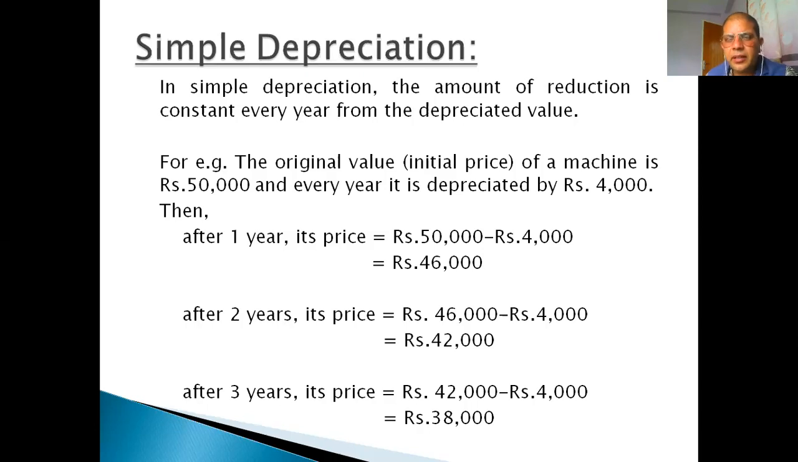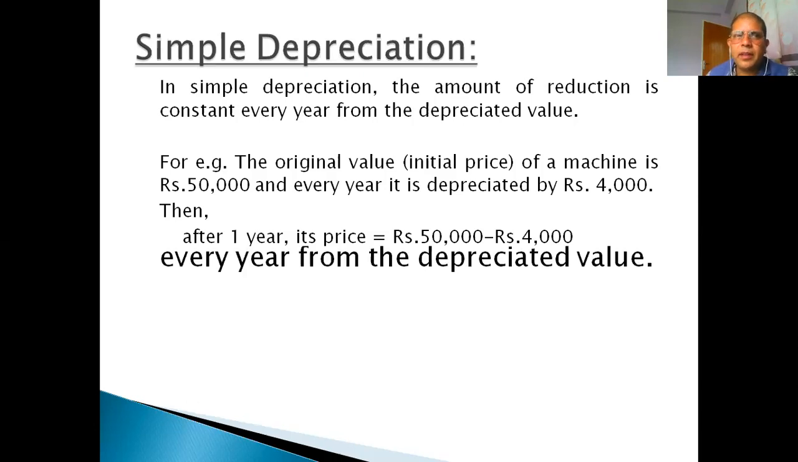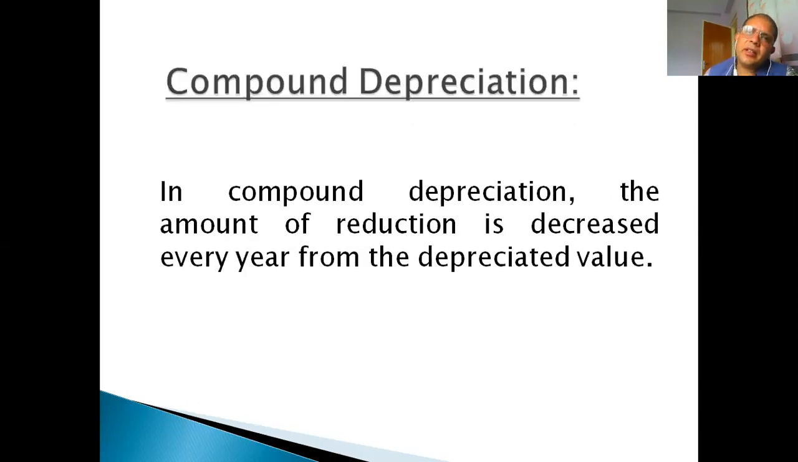Then for the next year, minus 4,000, 42,000. Then next year, minus 4,000, it is 38,000. So in this way, it is depreciated by 4,000. So it is depreciated each year by an equal amount. If it is depreciated by an equal amount, it is said to be simple depreciation. So after this, compound depreciation.